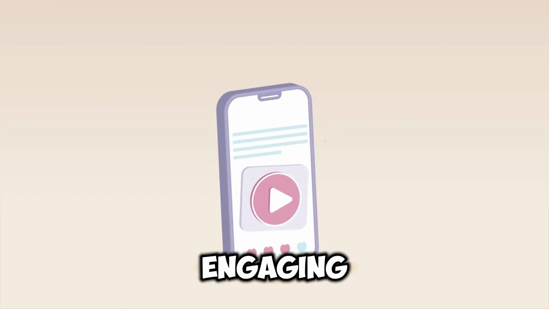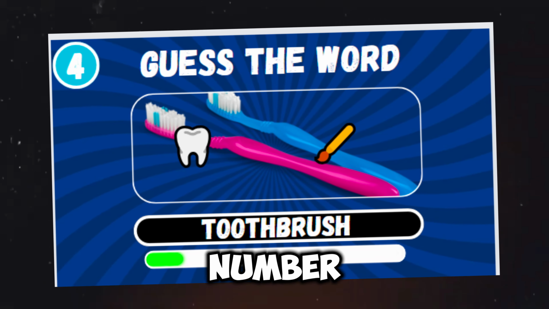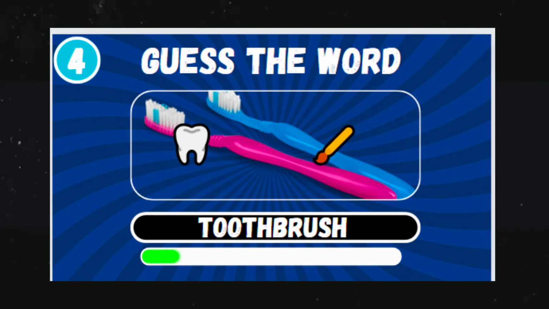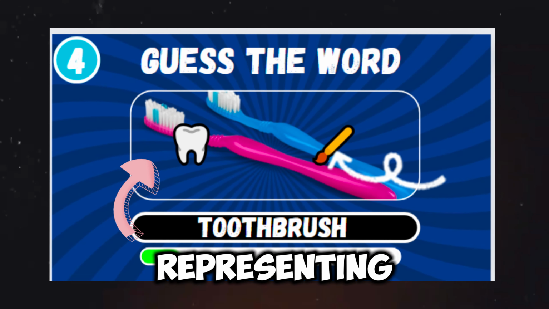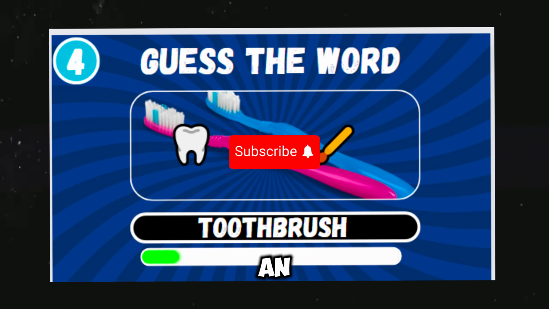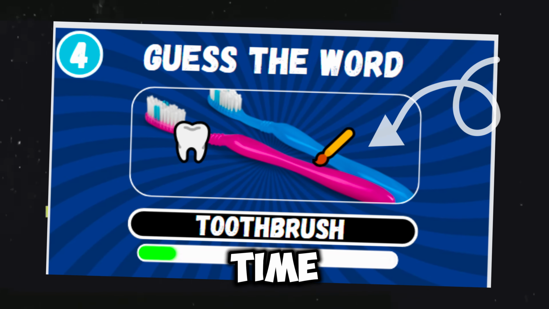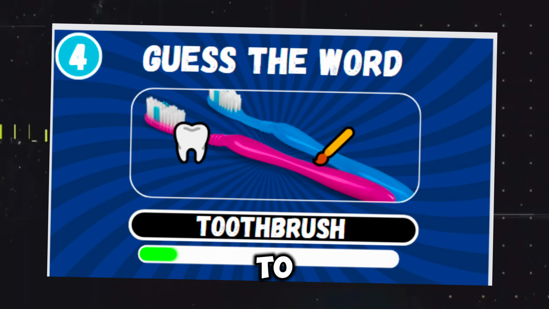To create engaging videos, we'll need to add several elements. The question number in the top left corner, the compound word at the top of the screen, 2 emojis representing the word, a loading bar to build anticipation, an image with the word displayed when time runs out. Let's add these elements to our video and bring it to life.